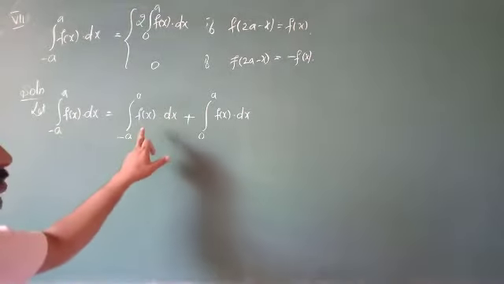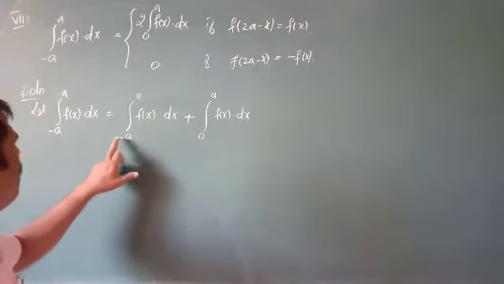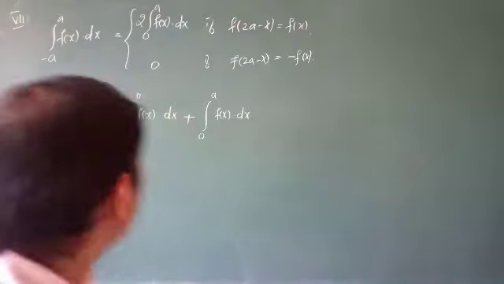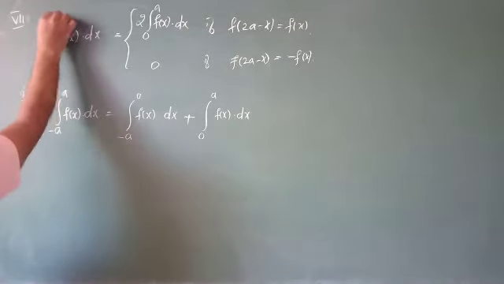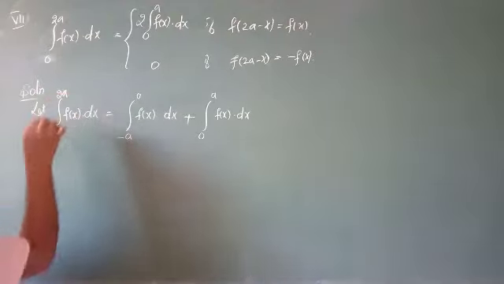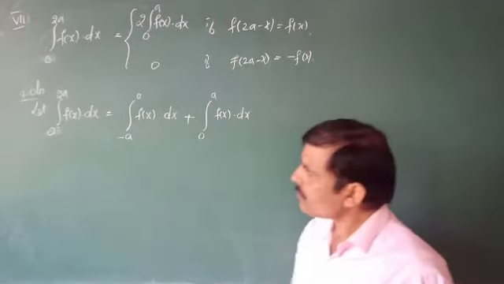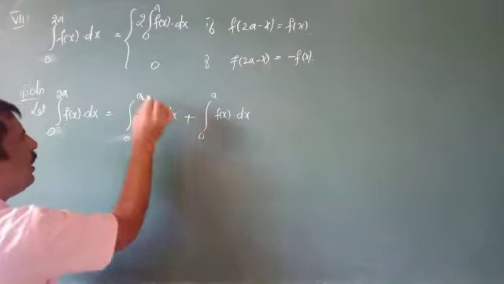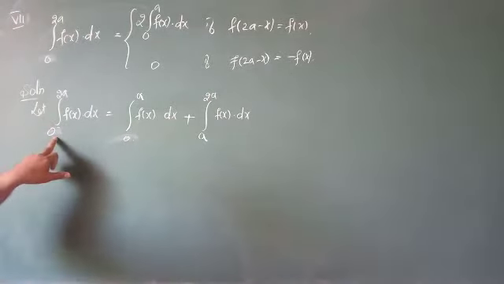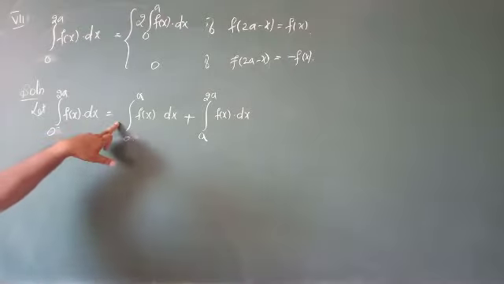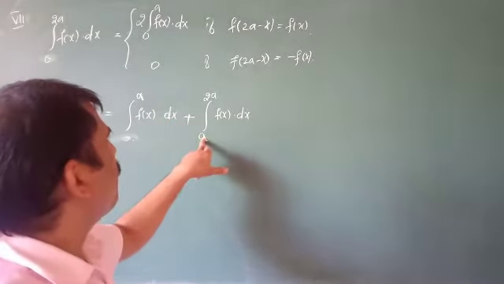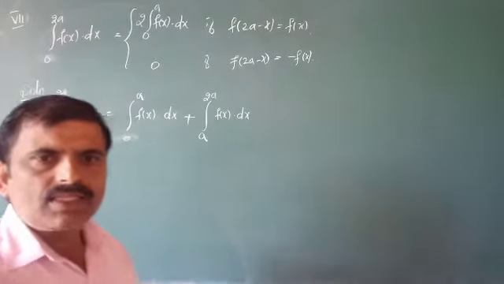So that one is equal to the integral from 0 to 2a of the function f of x with respect to x, which is equal to the integral of 0 to a of f of x with respect to x plus the integral of a to 2a of f of x with respect to x. That is what I am writing.